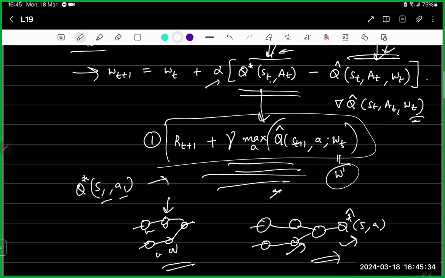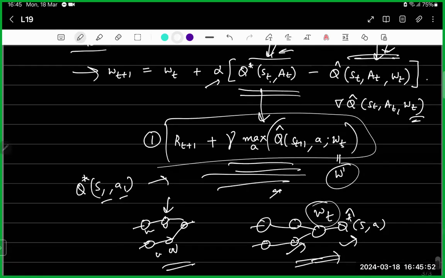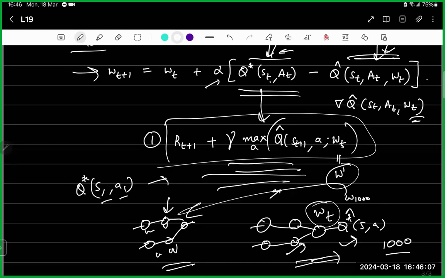You do this for some amount of time and you would have got some W t plus 1. At some time t, you will have some weights WT of this neural network which you are trying to learn. So maybe after every 1000 steps, you would have got some W1000, right? At some time 1000, the weights of this network would have become some value W1000. What you do is you initialize the target Q network with W1000 now.